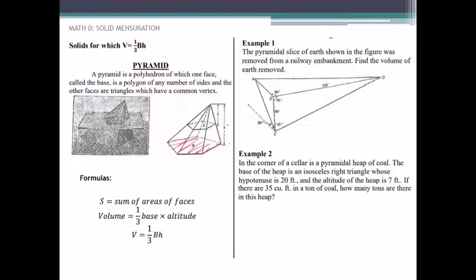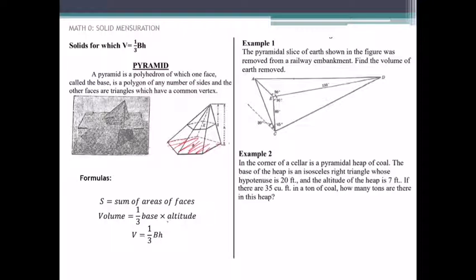So we have here the formulas. The lateral area of a pyramid is equal to the sum of the areas of the lateral faces of the pyramid. So again, the lateral area S is equal to the sum of the areas of the faces. While for the volume, we have the volume formula, 1/3 times the area of the base times its altitude. So area of this base times the altitude. So 1/3 base times height.